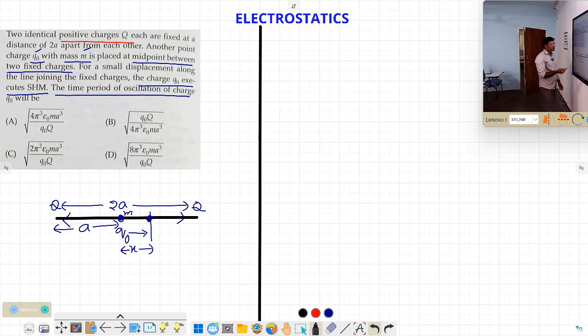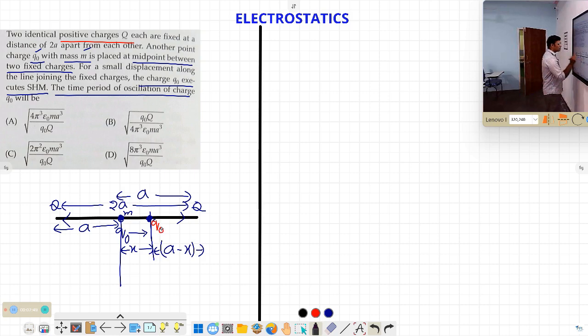To solve this, what is the initial condition of Q naught? This is the initial condition. Now this is where we displaced it. When it is displaced to this position from one of the charges, the total length from here to here was a. After changing its position, this distance in terms of a I can write as a minus x. This is the distance between the charge Q naught and Q. If you have any trouble understanding, you can take it in red color. So this is the charge Q naught.